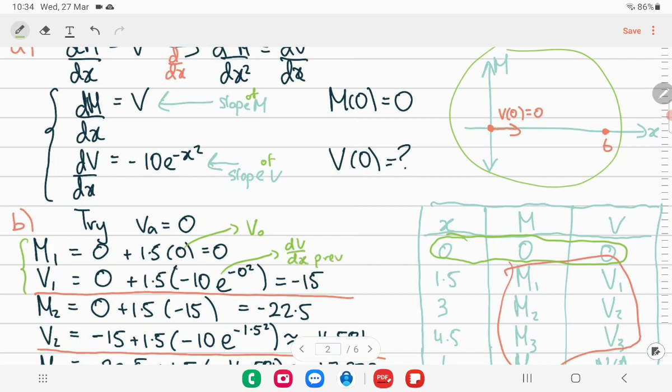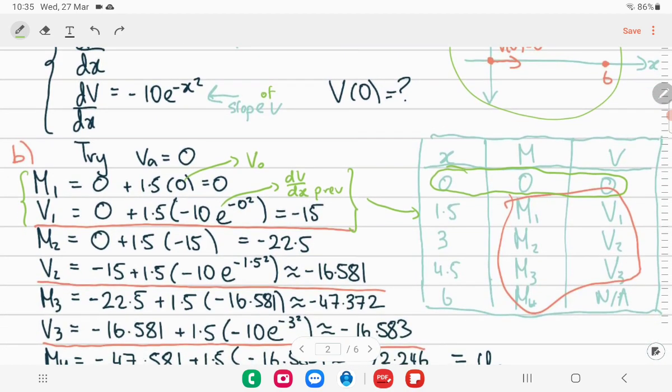And notice, because it's the previous, it uses the previous x. So these approximations, by the way, are for x equal 1.5. There's a step size of 1.5 here. And if it is the previous dv dx, and the dv dx depends on x, you must use the previous x, which we did. Okay, so that's those numbers.